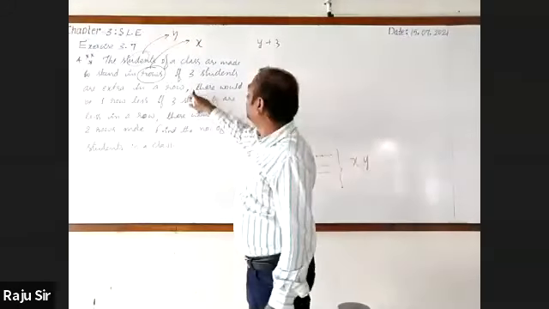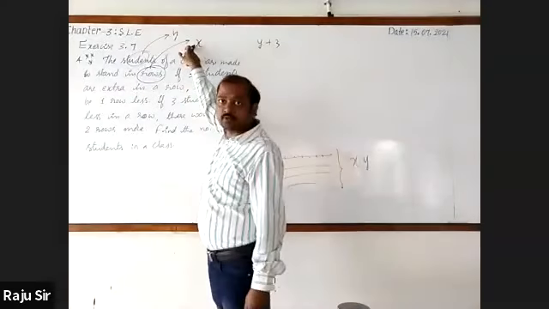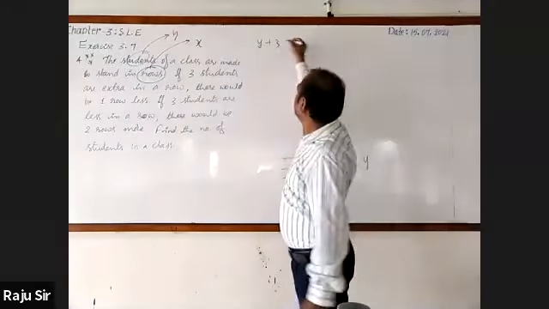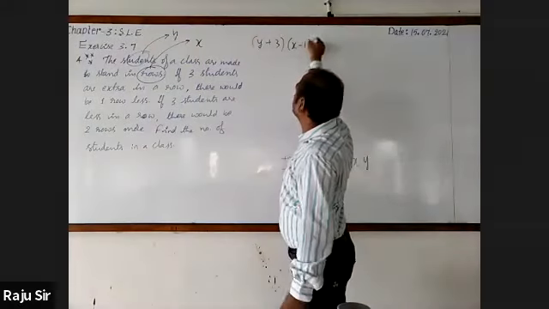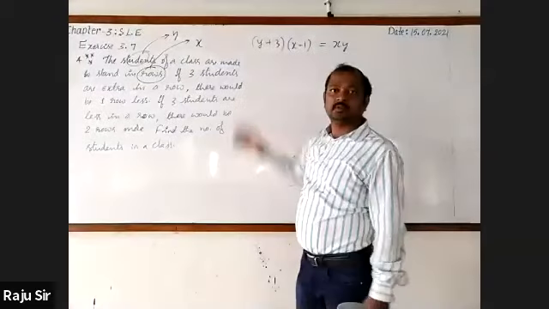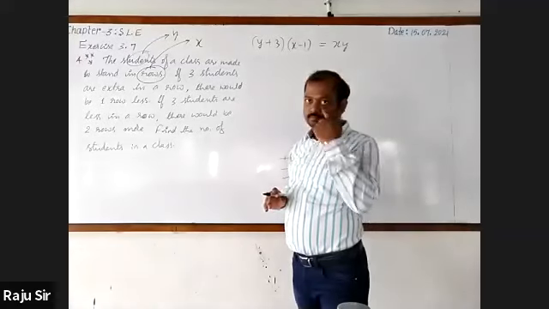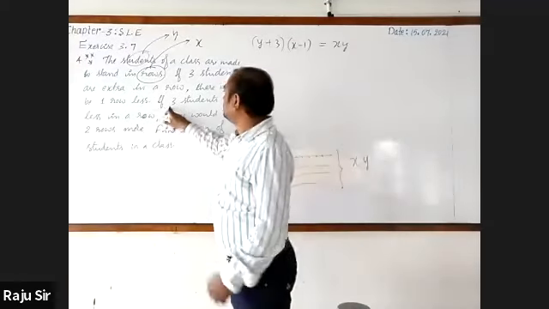Then there would be one row less. So now it is X minus 1. Very good. It will be X minus 1, and this is equal to XY. Then you will get the first equation. Clear? Yes, sir. Next, second situation.